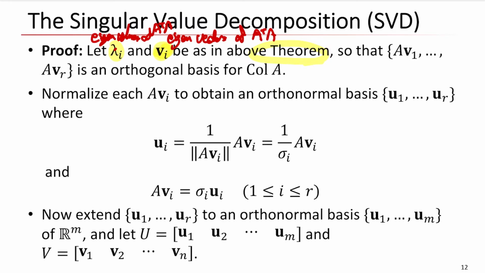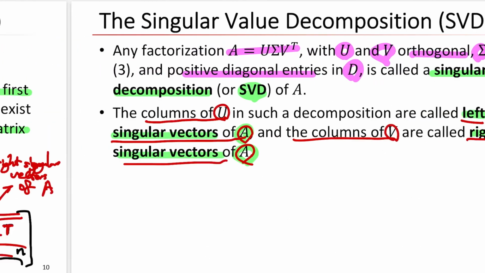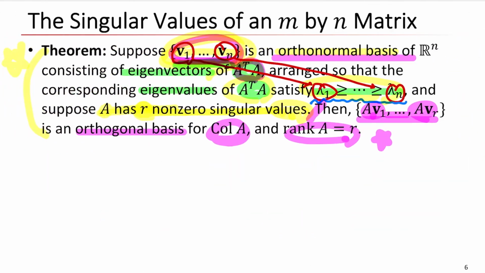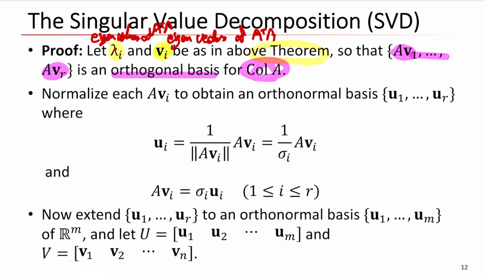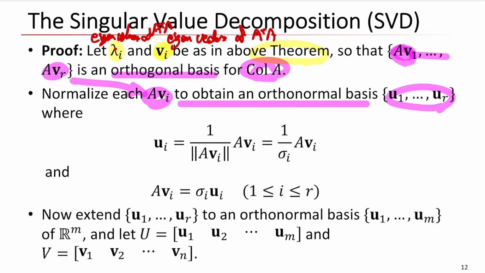Then we already know that Av1 through Avr is an orthogonal basis for the column space of A from this theorem, right? Then to find the orthonormal basis, we have to normalize each vector Avi to obtain the orthonormal basis u1 through ur. So we can easily do that.